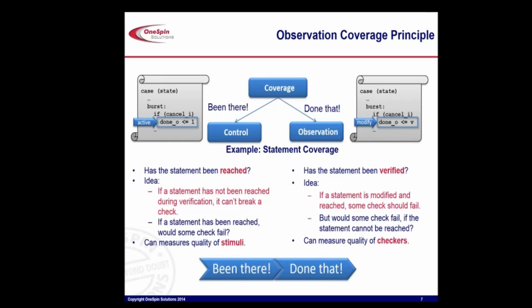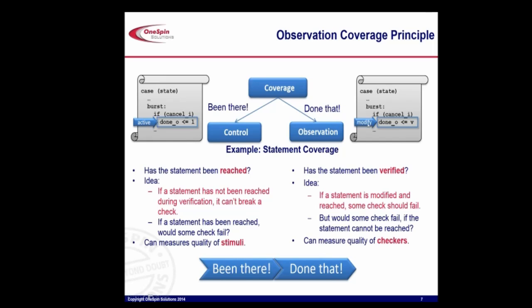So you want to know how good your checkers are. And that's what observation coverage is about. So if a statement is modified, for example, in your design, and you have verified your design thoroughly, then you should probably expect some of the checks to be failing. And if that's not the case, then you may have exercised this piece of code, but you actually didn't verify whatever happens there.